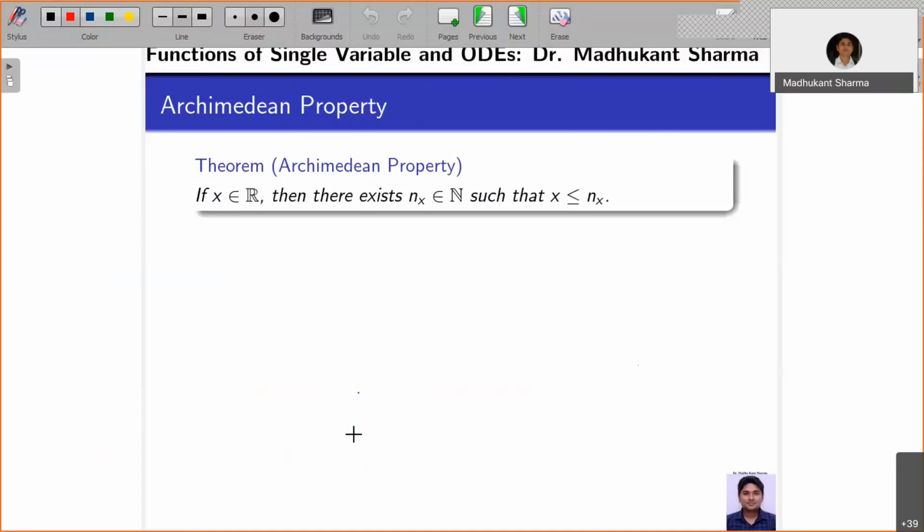So the very first application is known as the Archimedean property, which is asked many times, maybe during your interviews as well. Sometimes this is a very well known property, and it says that if x belongs to R, if you take any point x on the real line, then you are always able to find a natural number sitting to the right of it. Okay, the Archimedean property establishes this, and we will prove it.